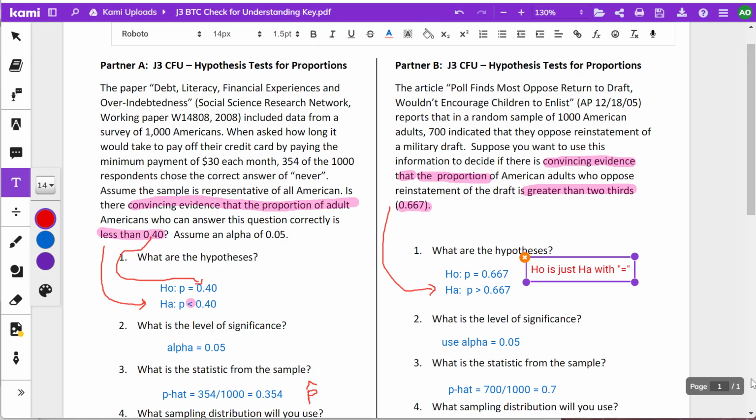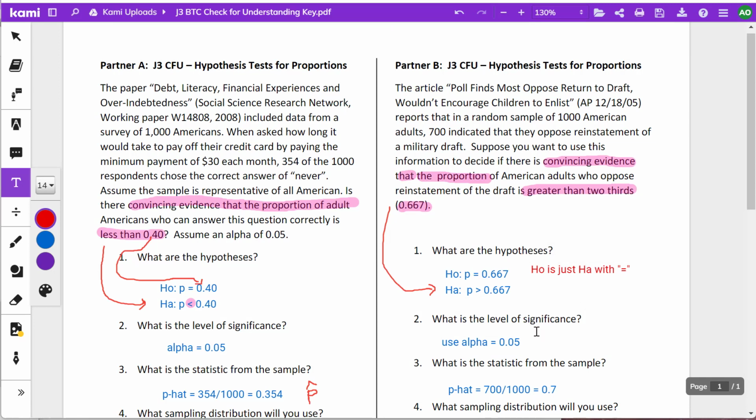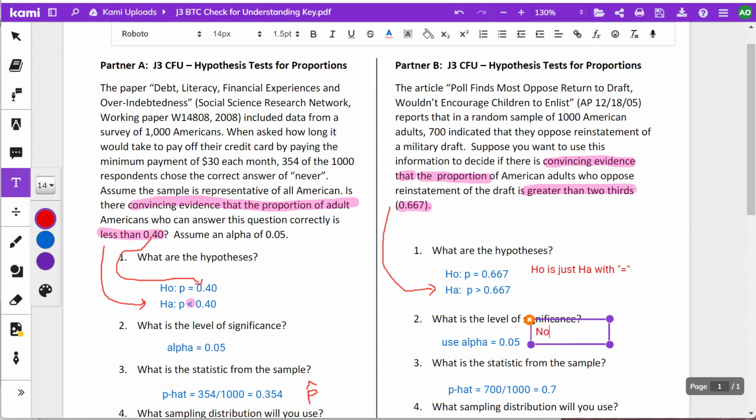Okay, so what is the level of significance? Not given. So I didn't put it down here, and it's like, oh, maybe I made a mistake. Maybe I did. But it's actually a good opportunity to tell you, so assume alpha equals 0.05. So if it's not given, assume it's 0.05.